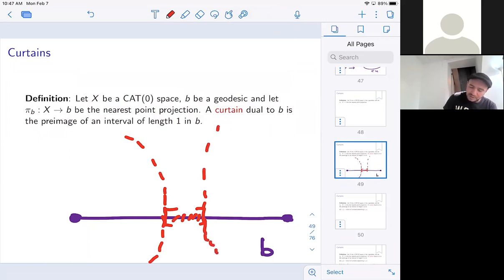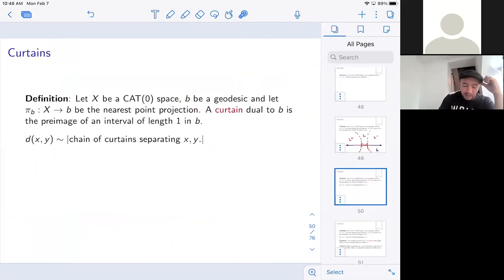So your curtain is going to look like this, because the maps are distance decreasing, and the smallest the distance can be happens here at the end. This splits your space into 3 pieces. Maybe you call this H minus, you call this H plus, and then this is H. If you have a point here and a point here, then you have to go in between. So all the hyperplane properties go through.